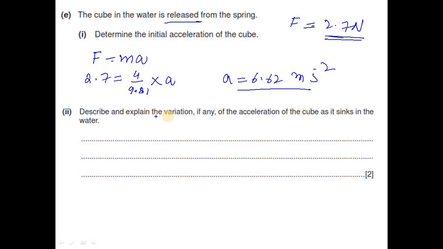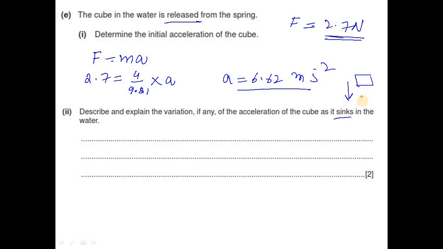Describe and explain the variation, if any, of the acceleration of the cube as it sinks in the water. Now, before releasing, the object was at equilibrium, so all forces were balanced. But as it starts sinking, it experiences a net downward force, which we say is 2.7 Newton, and then it is accelerating down.